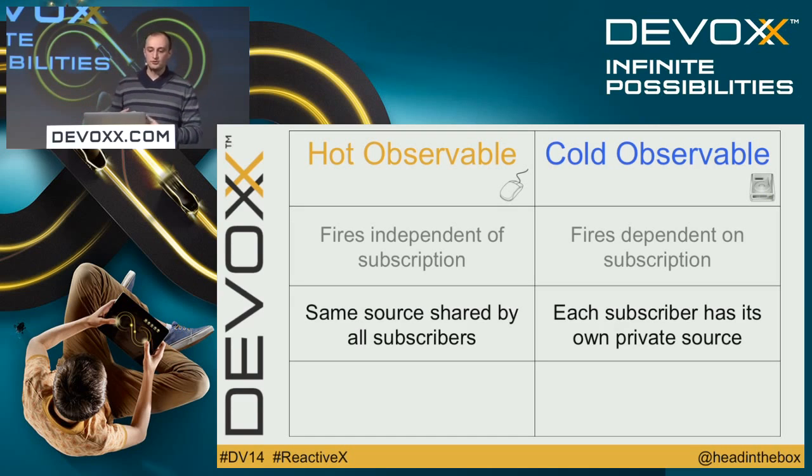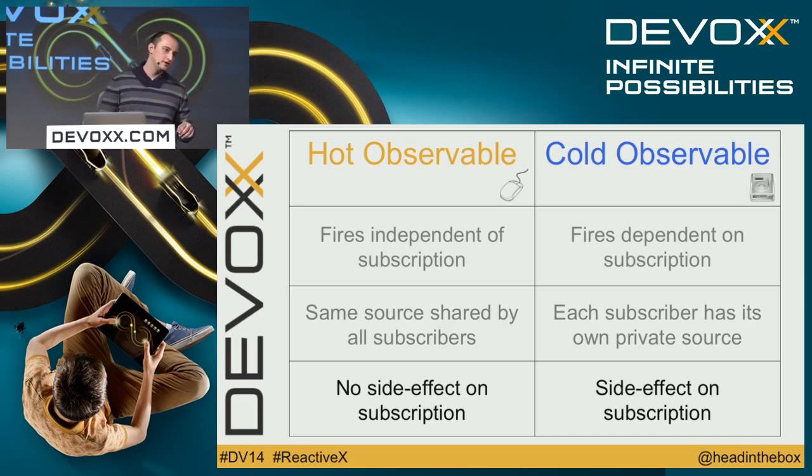And for cold observables, like I said, every subscriber has its own private source of these events, and that's why when another one subscribes to this cold observable, it can get its own stream that has, for instance, begun from the beginning. Now, the real difference, the essence of this distinction, is that whenever you subscribe to a hot observable, there is no side effect, right? Because the thing is already emitting. The events are already flying, so there is no side effect due to this subscribing of an observer.